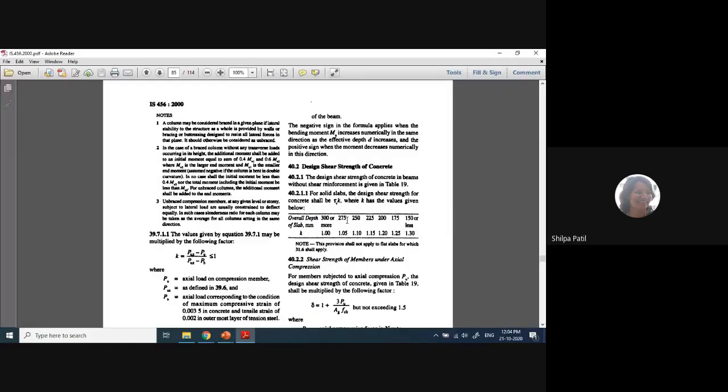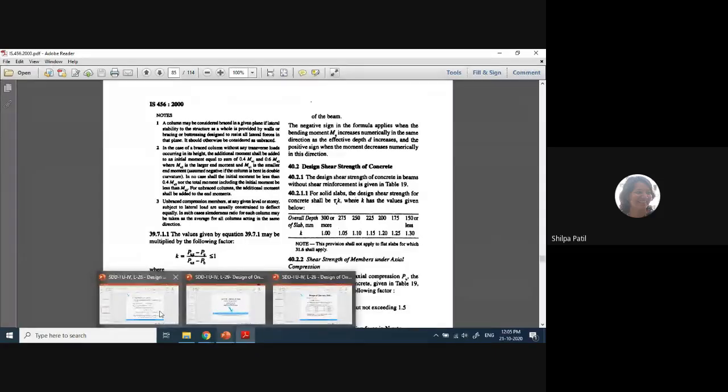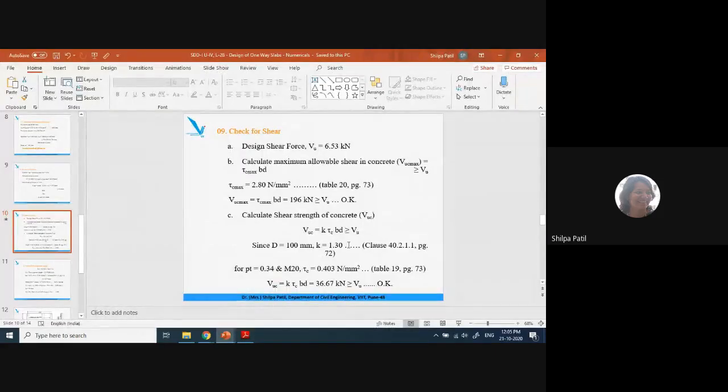Suppose your depth is not exactly 250 or not exactly 225. Suppose the depth is, say, 215. So for that, you need to do the interpolation and find out the K value. Now, what is our overall depth? It is just 100 mm. So for 150 or less, the K value comes out to be 1.3. So the same value is adopted here in the calculation. Okay, so this is 1.3.